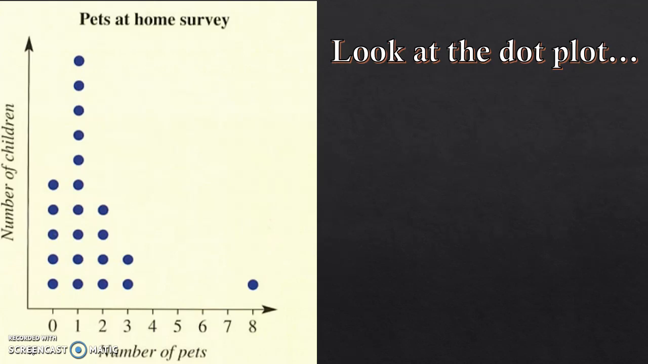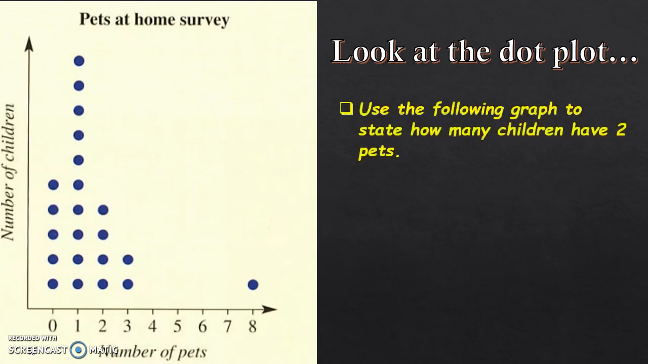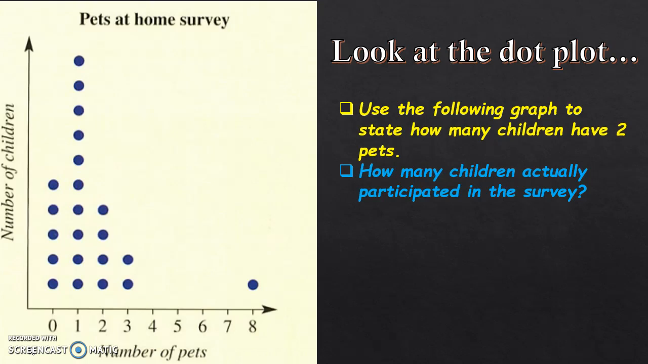So what I want you to do is think about those important terms that we just looked at earlier today and also in this video. If you need to rewind to remind yourself of what those important terms are, you can. What I want you to do is answer the following questions. State how many children have 2 pets. Remember, each dot represents one person. How many children actually participated in the survey?